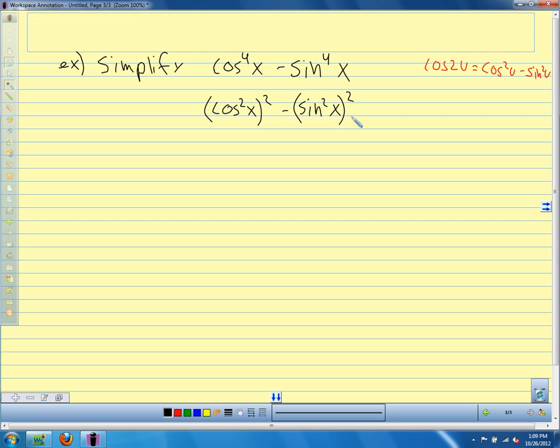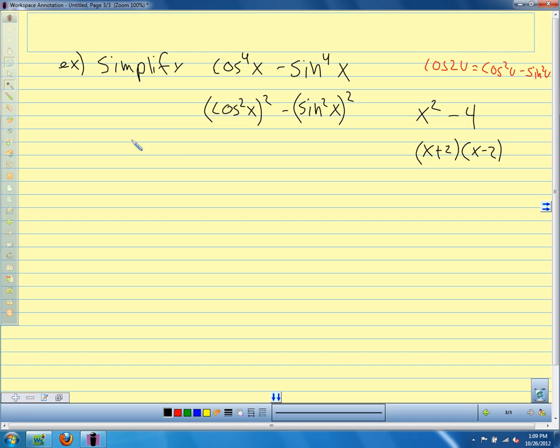Let me give you one more hint, other than going away from trigonometry. What if I had x squared minus 4? What's that? Difference of squares. These are both perfect squares. So I have a difference of squares. How would I factor this? X plus 2, x minus 2. Well, here we have two perfect squares also. So I can factor this the same way.